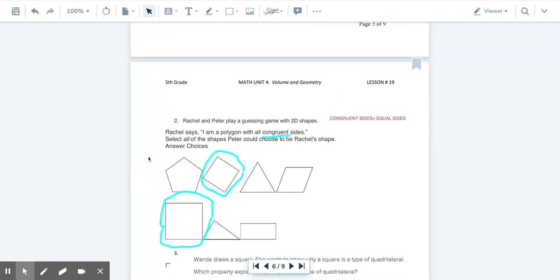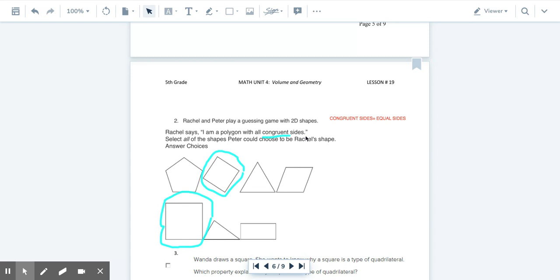Rachel and Peter are playing a guessing game with 2D shapes. Rachel says, "I'm a polygon with all congruent sides." We want to select all of the shapes that Peter could choose to be Rachel's shape. We have a new vocab term here, and that is congruent. Congruent sides mean they are equal sides. So if it is a polygon with all congruent sides, it is a polygon with all equal sides.